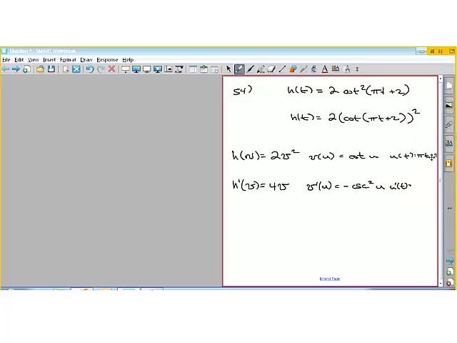u of t, u prime of t. The second term is a constant, so that goes to 0. And the derivative of the first term is pi, because the derivative of t is 1, and 1 times pi is pi. Now the way you work this is you multiply all these things together to get 3 things. So h prime of t is h prime of v times v prime of u times u prime of t.